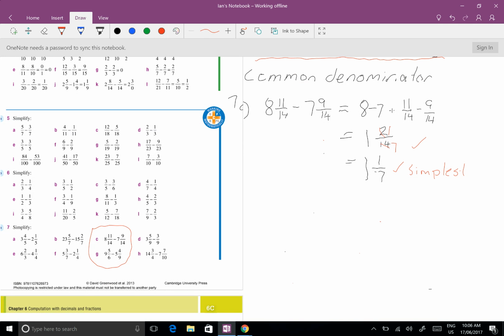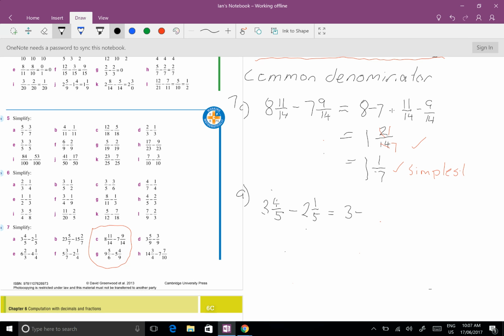Well, that was a bit difficult. Let's have a look at another one. Subtraction is more difficult than addition. Oh no, actually I might do another one so that we can get a bit more of that. So I'll do one where the denominators are the same. So let's do 7A, where I've got 3 and 4/5 minus 2 and 1/5.